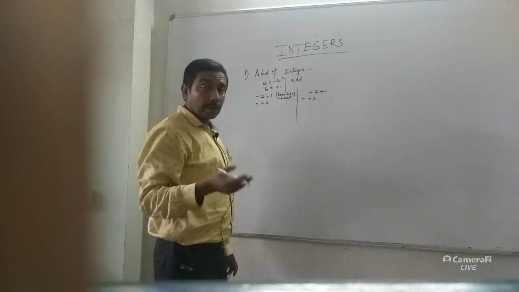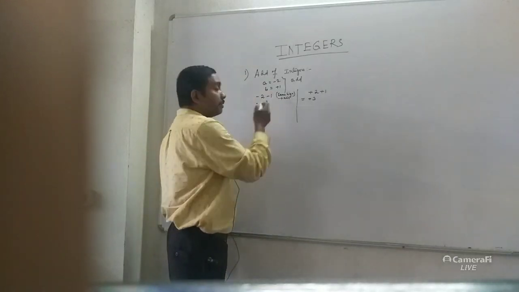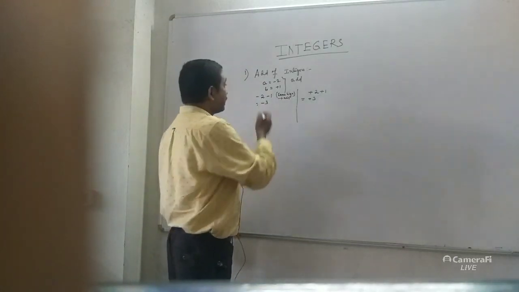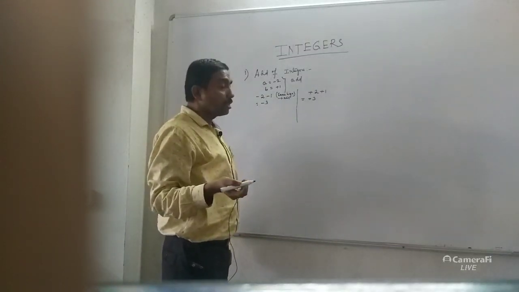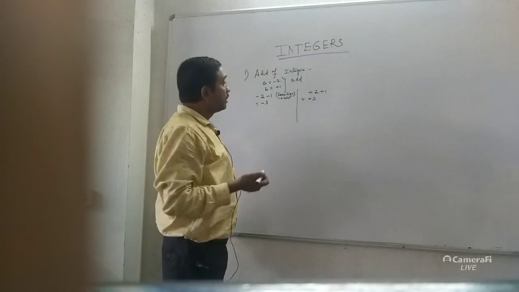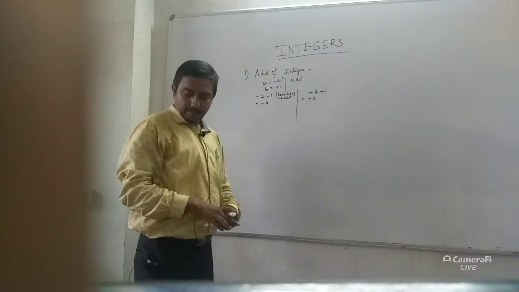So what do you know about it? Whenever two integers have the same sign, you add, and the sign of both digits comes in the answer. Both digits have the same sign, so write the same sign. In this way you can do the addition.